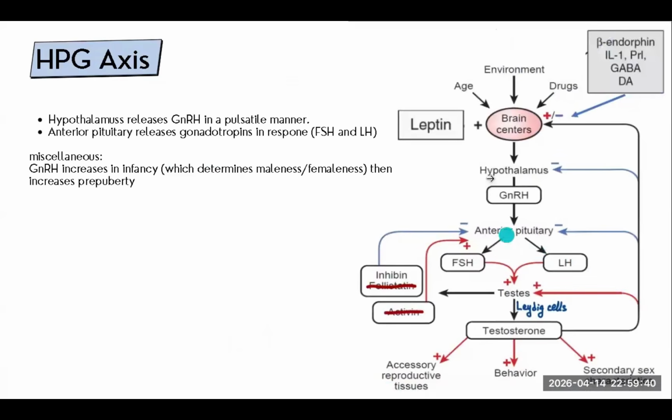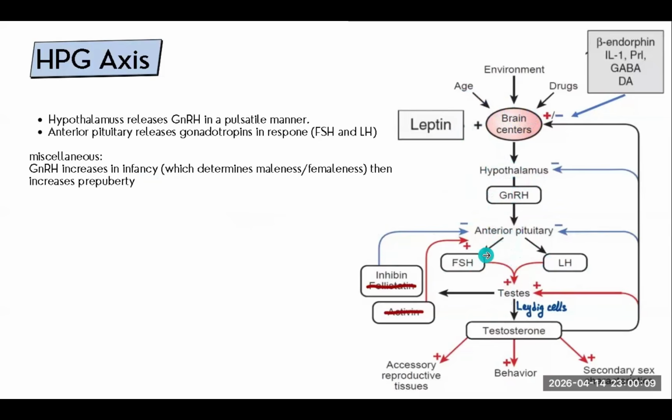Now let's look at the hypothalamus pituitary gonadal axis, HPG axis. In the beginning, we would have signals from the brain centers, and then they would send the signal to the hypothalamus. After that, the hypothalamus would release GnRH in a pulsatile manner. Remember this, in a pulsatile manner. This GnRH would act on the anterior pituitary and they would release FSH and LH.